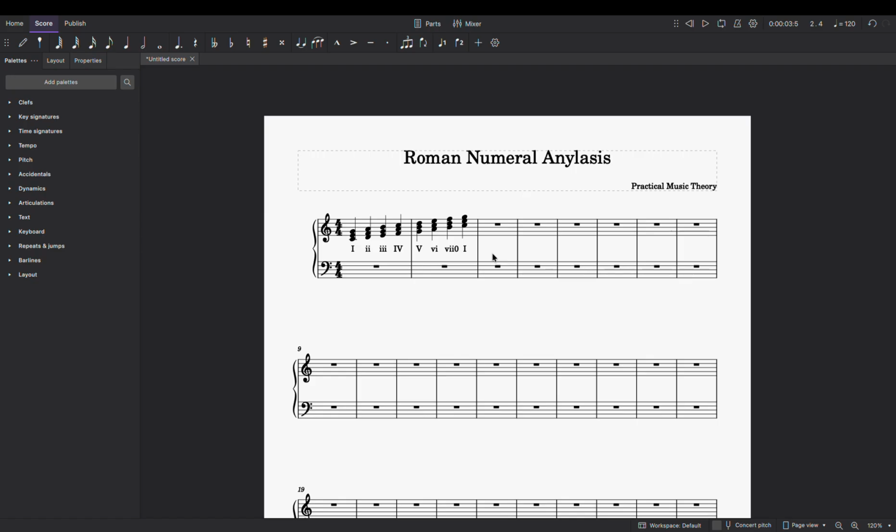Now, what's cool about this is this same system of major 1, minor 2, minor 3, major 4, major 5, minor 6, diminished 7 is the same for every major key. So if this was C major, this would be the case. If I was in D major, then the first chord would be D major, the second chord would be E minor, etc., etc.